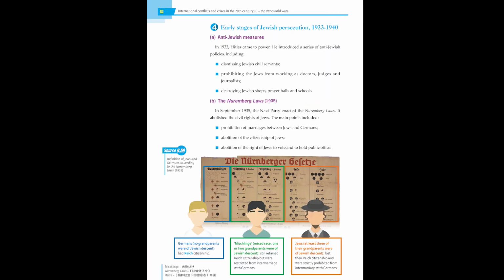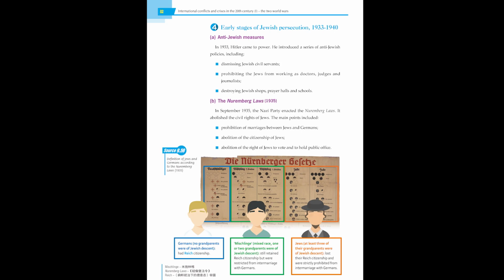4. Early stages of Jewish persecution from 1933 to 1940. A. Anti-Jewish measures. In 1933, Hitler came to power. He introduced a series of anti-Jewish policies, including dismissing Jewish civil servants, prohibiting the Jews from working as doctors, judges, and journalists, destroying Jewish shops, prayer halls, and schools.